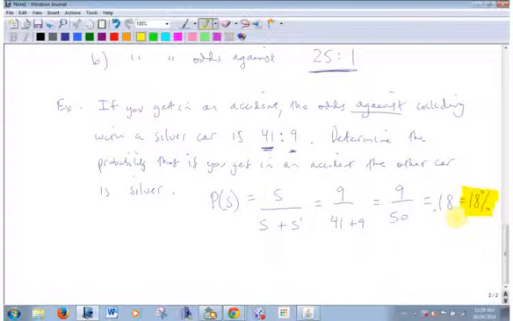No, you did good in the last one. I think that was really good. Let's reword that. What percentage of the cars on the road are silver? 18%. Good job, man.